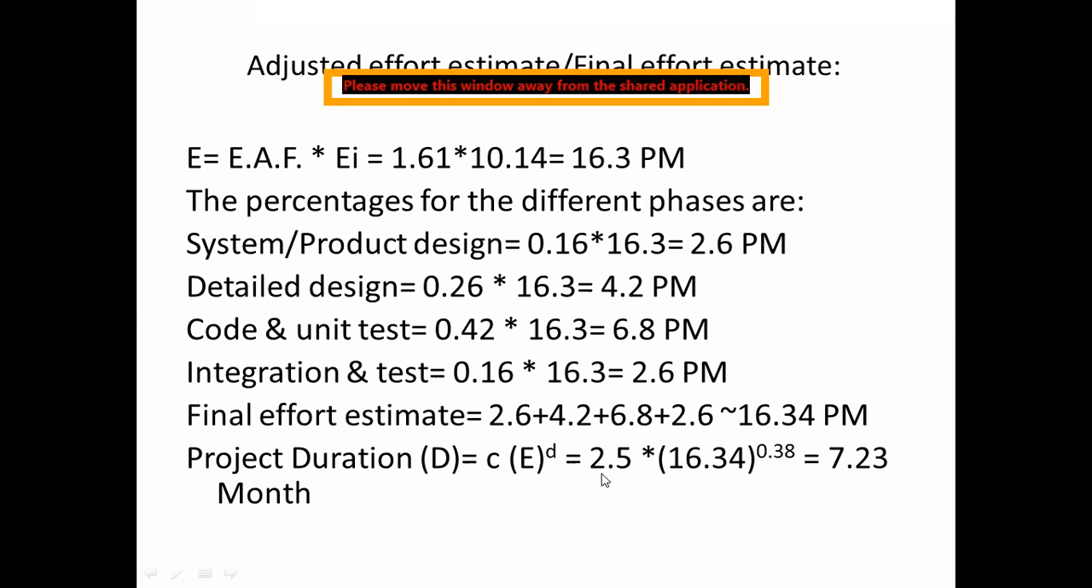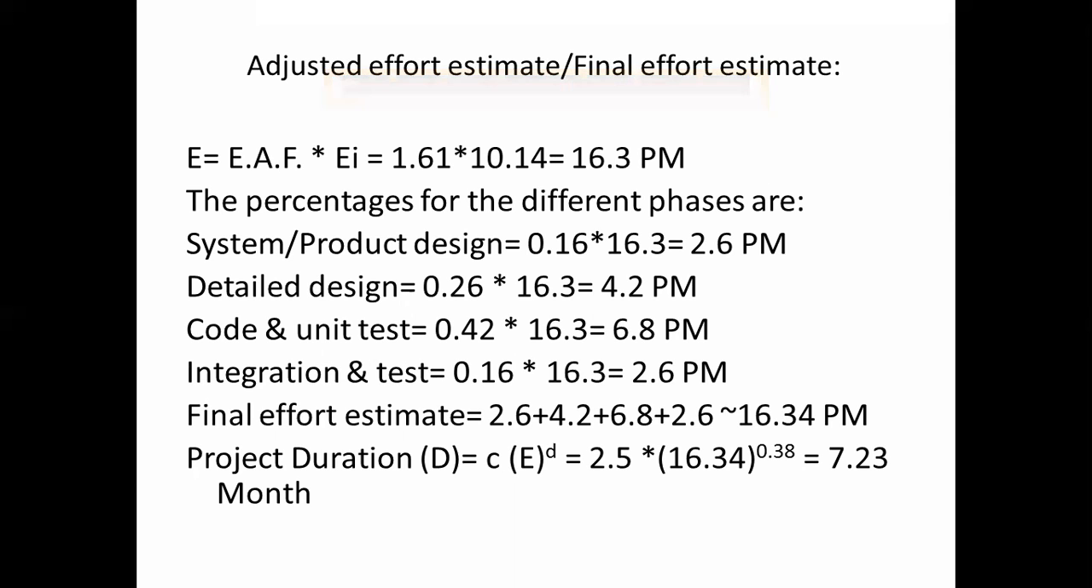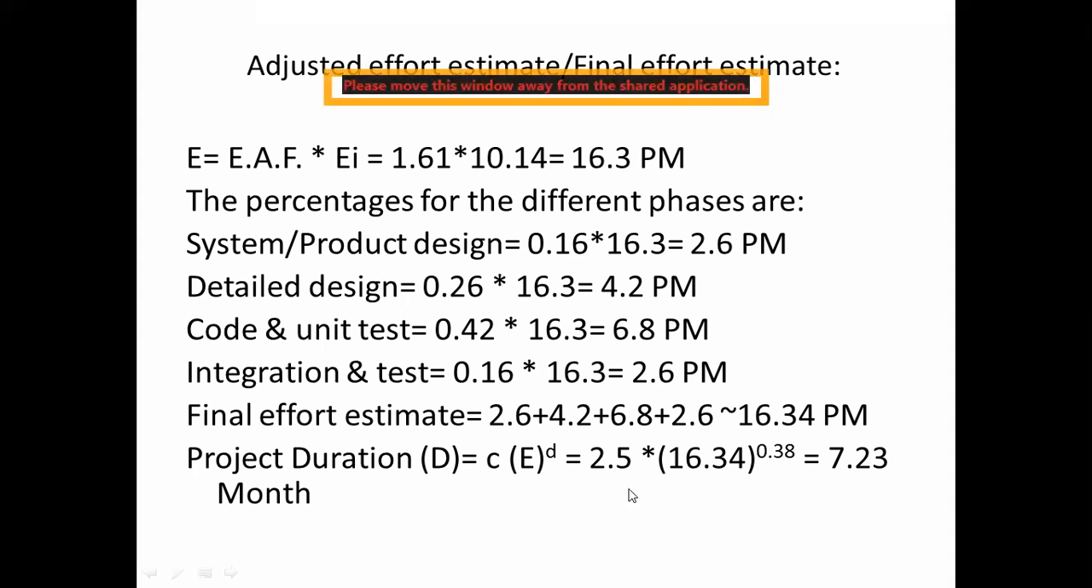Now put the values here. You can choose the values of c and d from the table directly, but you must remember these values of constants for all three types of projects, because these values for the constants will not be provided in the numerical. So put the value of c and d against the organic type, 2.5, and E is the final effort estimate.